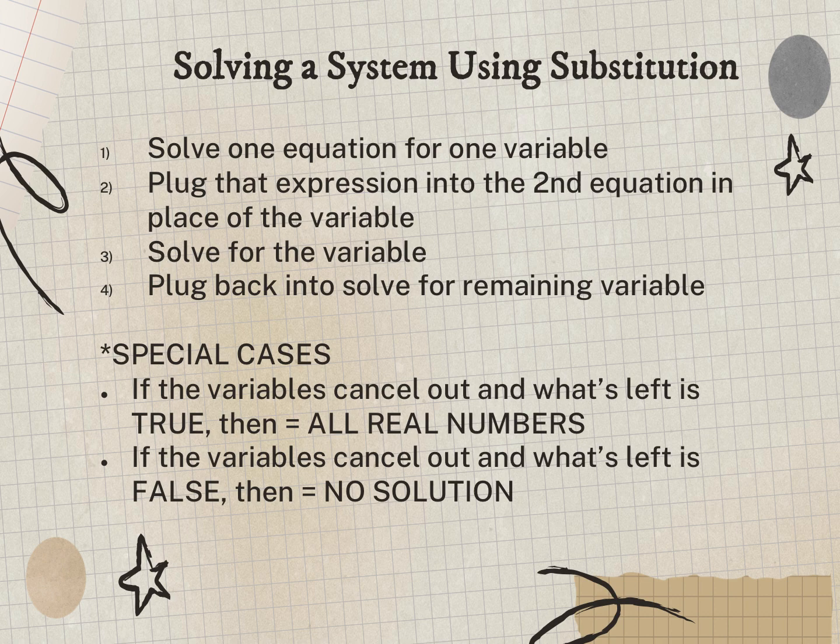We have two special cases, just like we did with graphing. This time, instead of graphing it and seeing that they're parallel, or that they end up being the same line, which were our two special cases yesterday, today, when we solve, if the variable cancels out and what's left is a true statement, then the answer is all real numbers. If the variables cancel out and what's left over is a false statement, like 2 equals 10, you know that's not a true statement, then the answer is no solution. So let's go ahead and do a few examples.